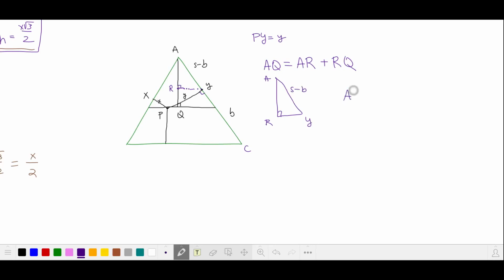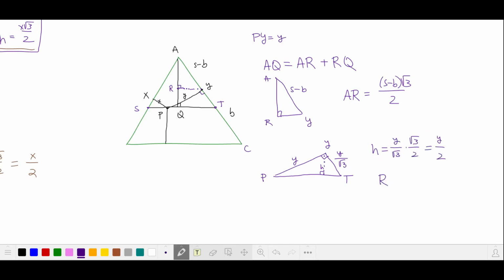This means this longer leg AR is (S minus B) times the square root of 3 over 2. RQ is the height of this other 30-60-90 triangle, triangle PYT. This longer leg, PY, has length Y. The shorter length is Y over the square root of 3. So the height is just the length of the shorter leg times the square root of 3 over 2. This is Y over 2, which is the same thing as RQ. So we have AQ is also (S minus B) root 3 over 2 plus Y over 2.